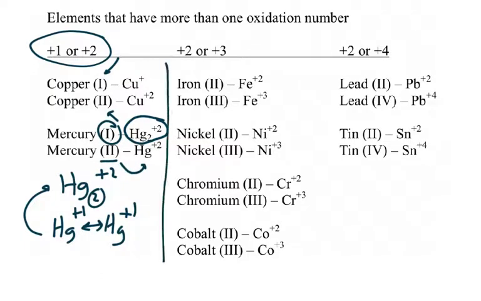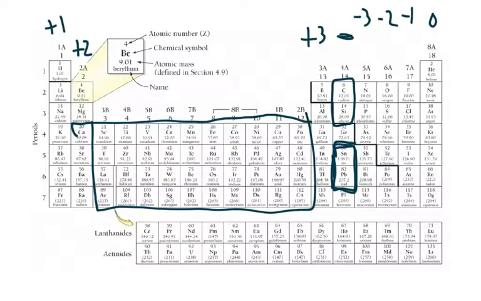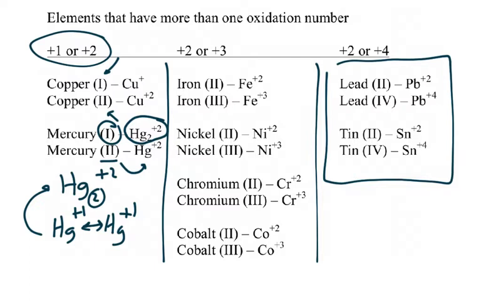The middle column has some of the more common ones. We looked at iron a little while ago. Iron can either be 2 or 3. Nickel can either be 2 or 3. Chromium also can be 2 or 3, and cobalt, and there are others. And here's lead and tin. They're what we call post-transition metals because they're after the transition metals. They're over here, so they are metals, below this zigzag line. If you look, tin and lead can either be +2 or +4.